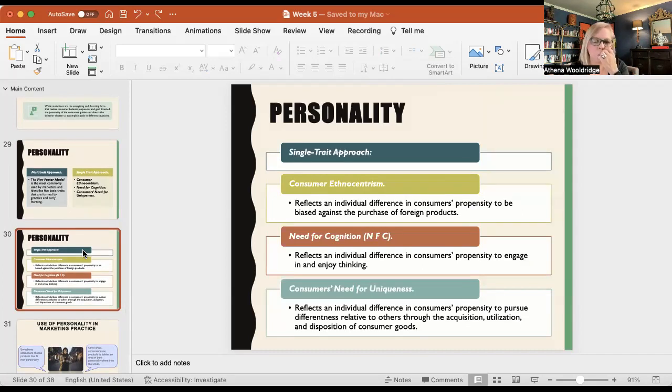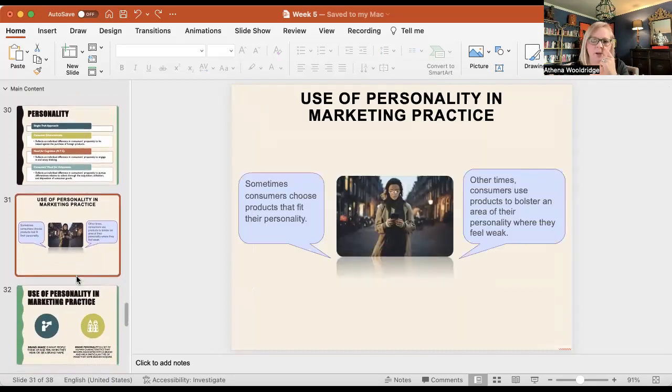Okay, we will hop down a little bit and figure out this idea of using personality in marketing practice. It's interesting. Sometimes we choose a product that fits our personality, right? This fits me. This is what I do. Sometimes we step outside. If we think about apparel and clothing, sometimes we buy something because we're like, oh, this is what I always get. This is what's comfortable for me. And then sometimes we go in and we think, I want to be something different. I want to do something different. I feel different. Maybe it's a situational type of thing.